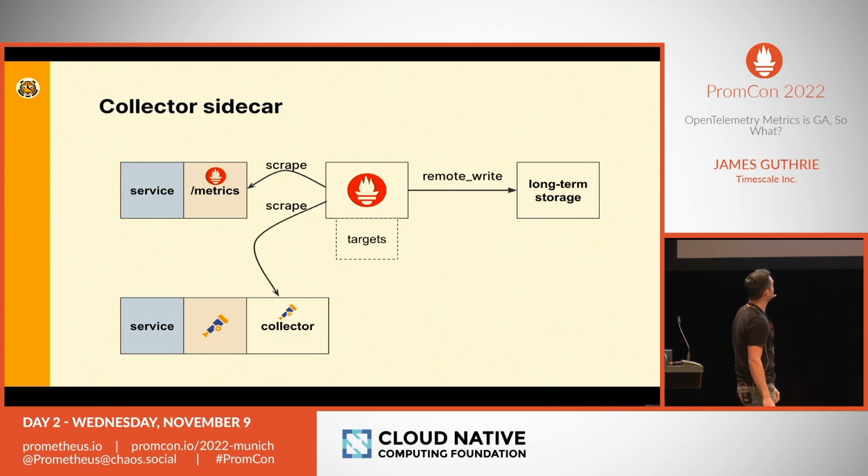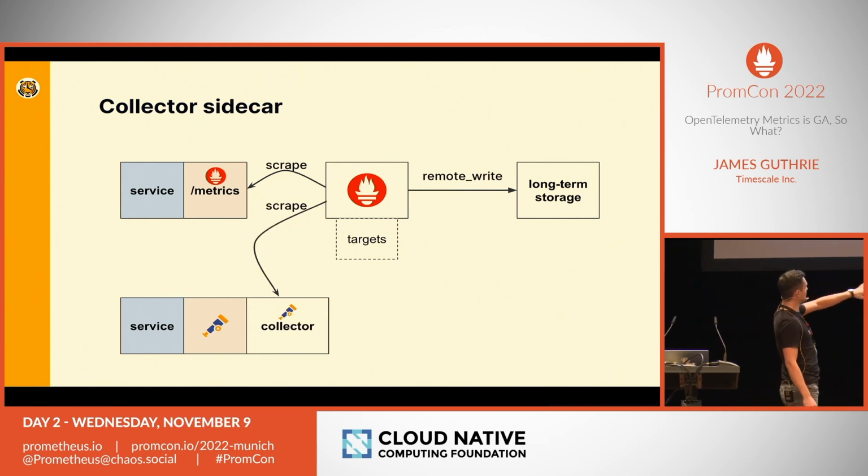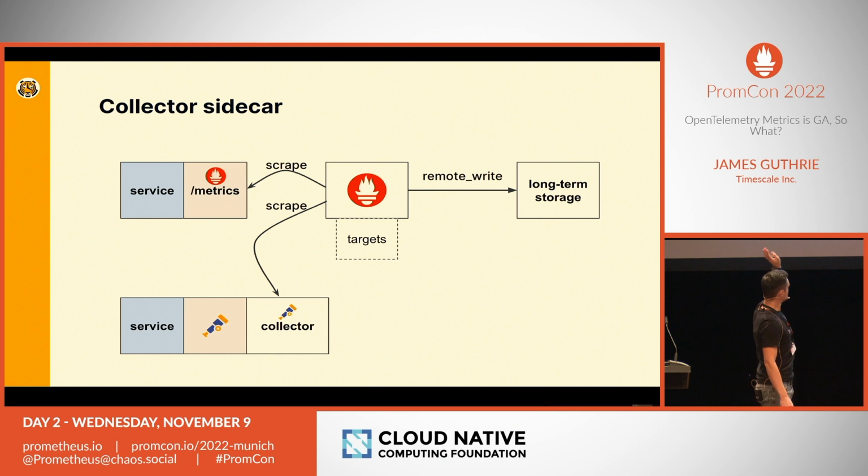Well, here you can basically plug in the collector as a sidecar. You have your service pushing OTLP metrics into the collector. The collector can expose a Prometheus-compatible text format exposition endpoint, and you can just configure your Prometheus to scrape from there. So problem solved.